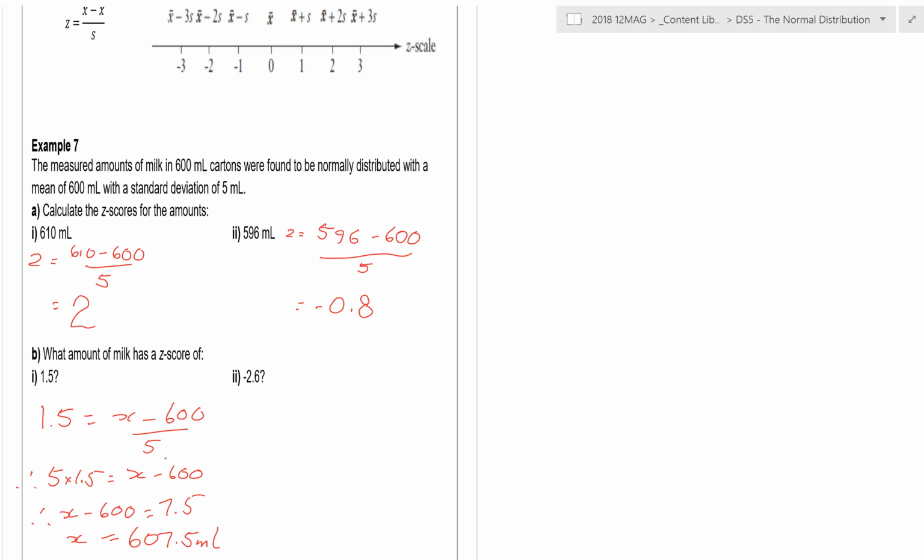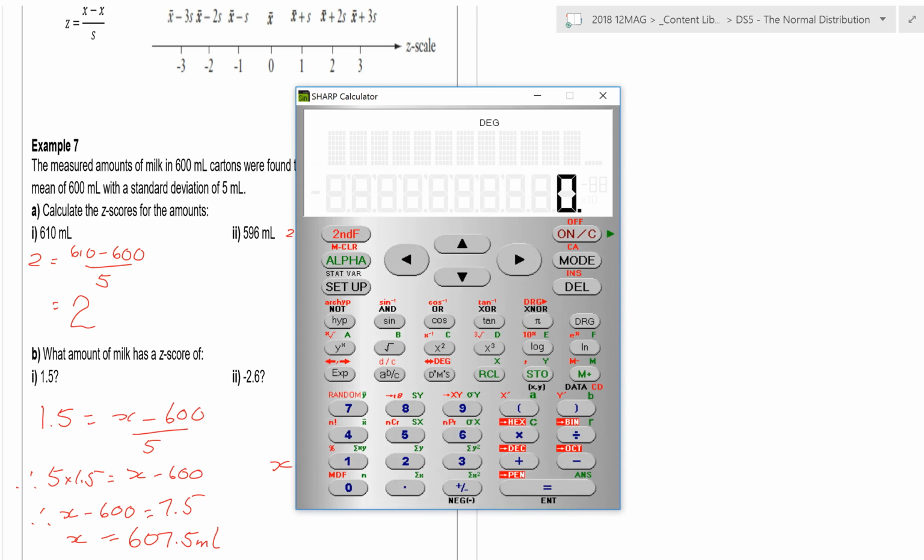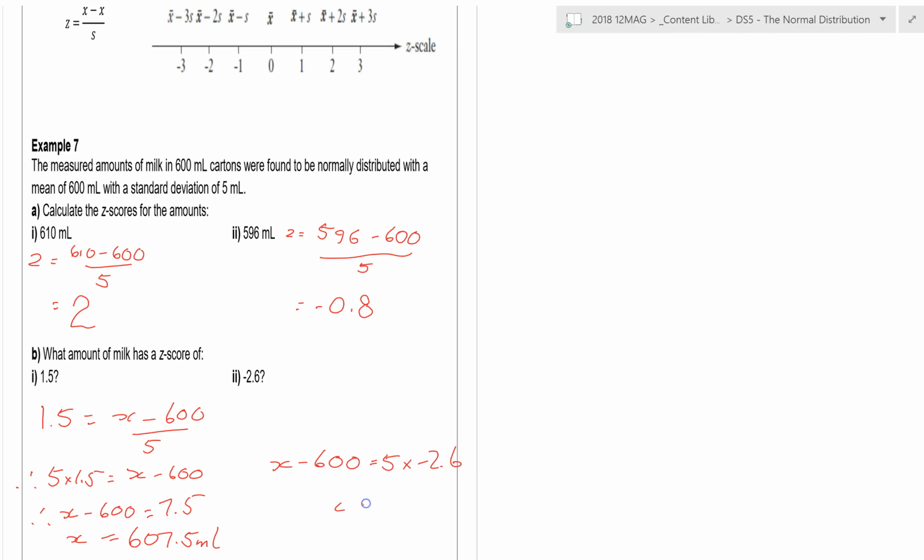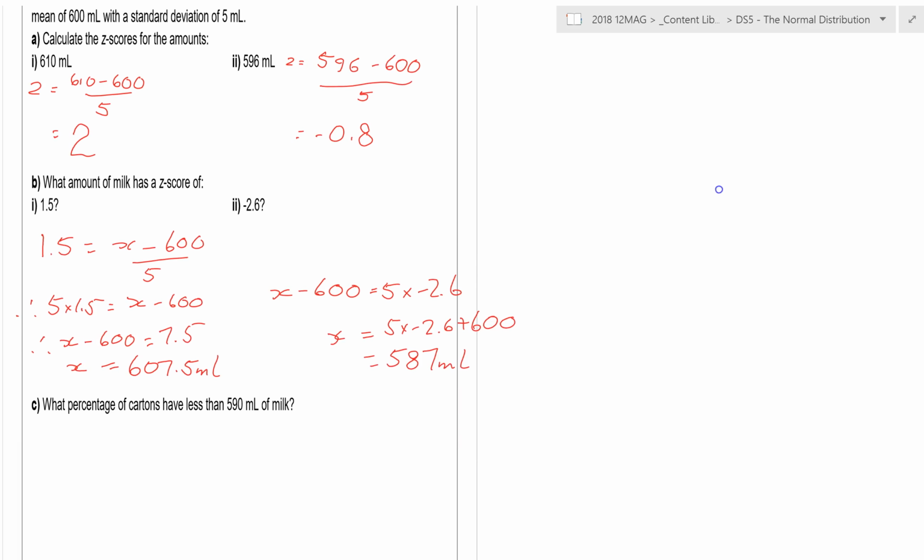This time, same thing. In fact, I am going to jump straight to here, and I'm going to say that x minus 600 equals 5 times negative 2.6. I'm going to struggle to do this in my head. Here's a calculator. So for x, 5 times negative 2.6 is going to be negative 13. So 13 away from 600, below it, is 587 mils.